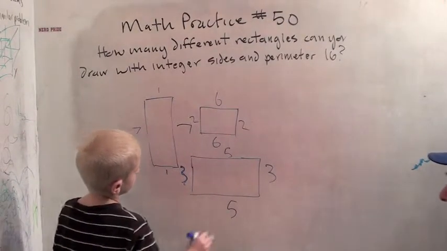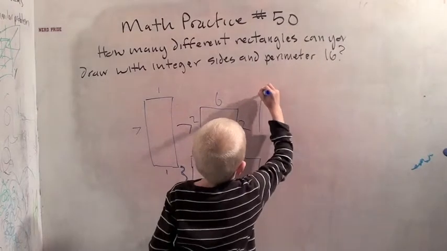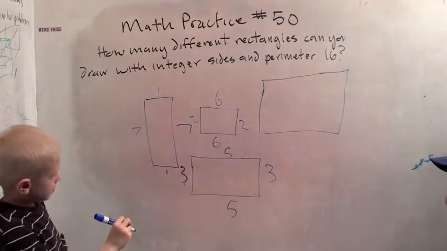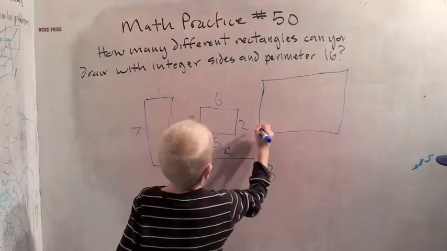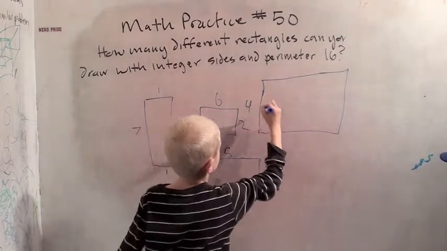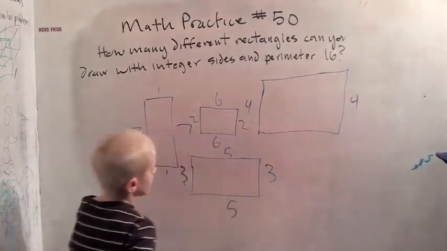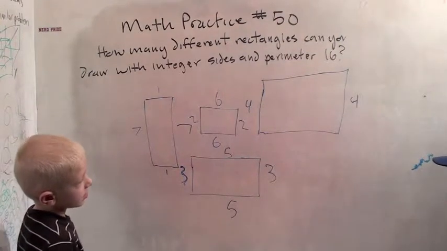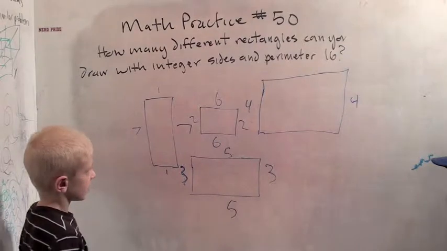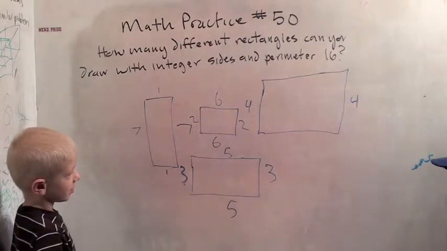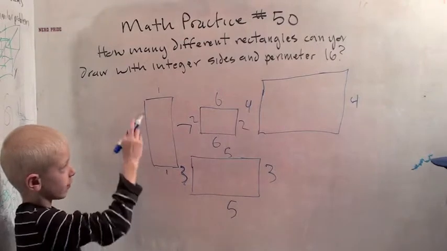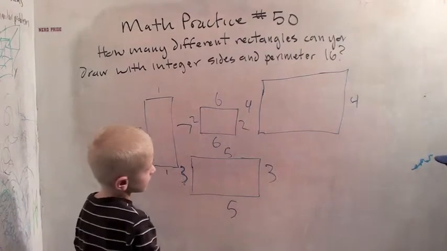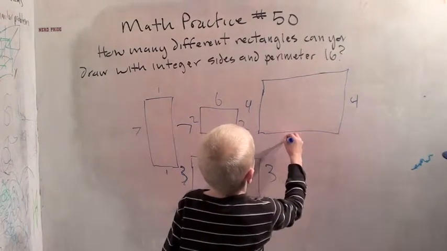Now we have to draw another. Now this would be equal to 8, and now we have to get something equal to 8. The only two numbers that make 8 are 4 and 4, but we already have those. Well, that's okay. You can have a number twice in the same rectangle. So those are 4 and 4.